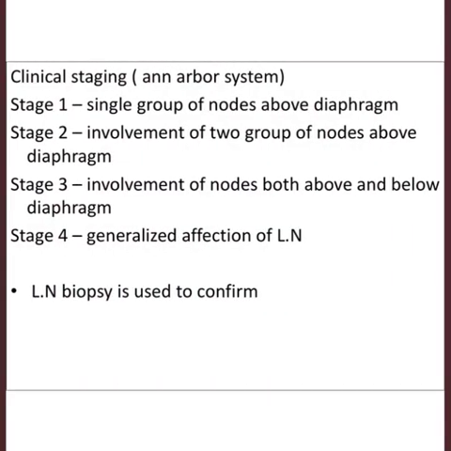Clinical staging is a question asked on the Ann Arbor system. Stage 1 is a single group of nodes above the diaphragm. Stage 2 is involvement of two groups of nodes above the diaphragm. Stage 3 is both above and below the diaphragm, and stage 4 is generalized lymphadenopathy. Investigation of choice is biopsy.